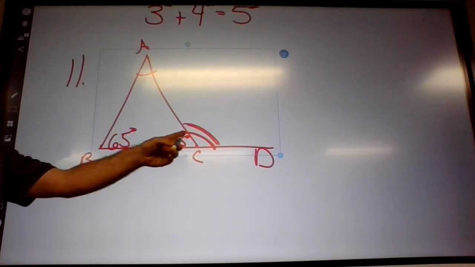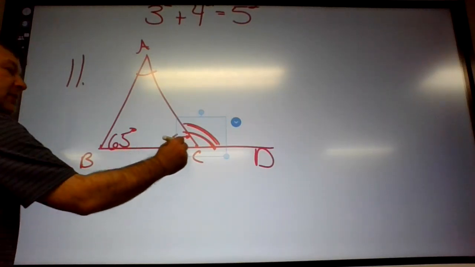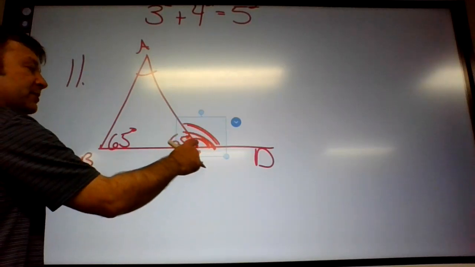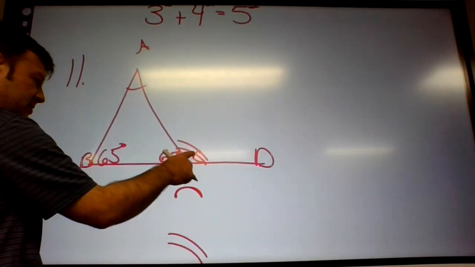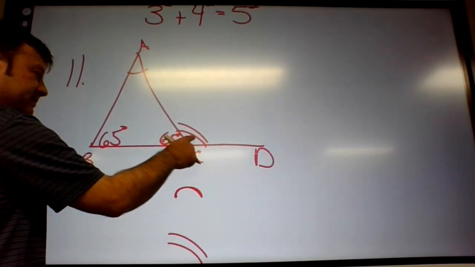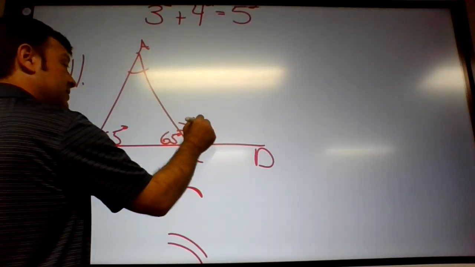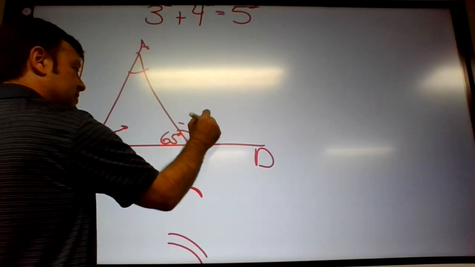What do we know about these two angles? Yes, they're linear. They make a line together. So they have to add up to 180. So how do I find this angle? 180 minus 65. Yep. 180 minus 65 is 115.